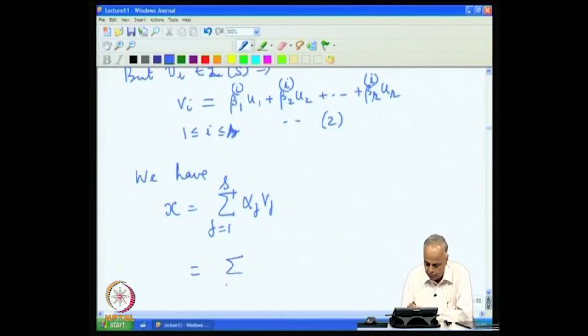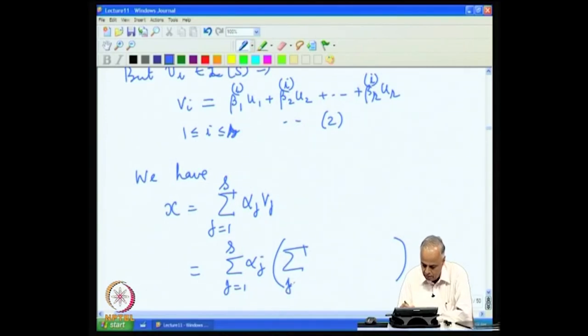So, the equation that x is a linear combination of the v1, v2, vs, we have written in the short form as the sum over j equal to 1 to s of alpha j vj. Now, we have observed that vj itself can be written as a linear combination of the u's, let us write it with k equal to 1 to r. We want to look at the jth vector.